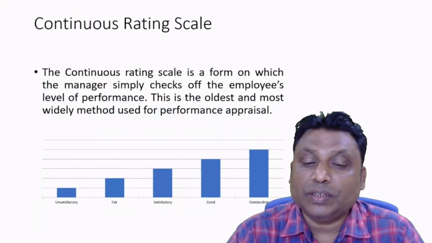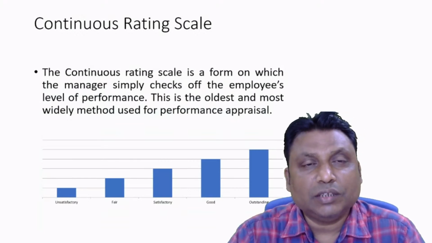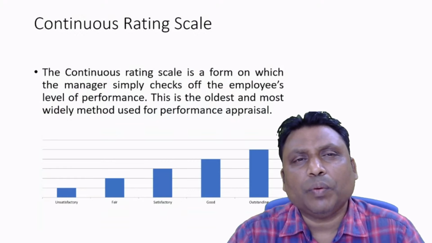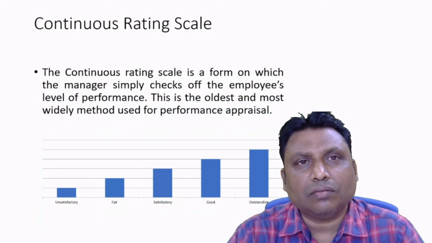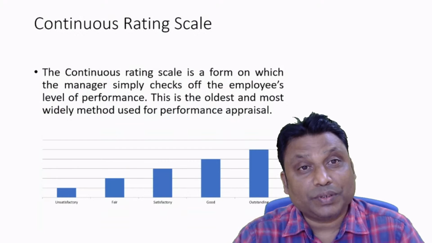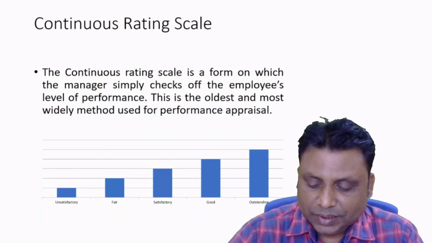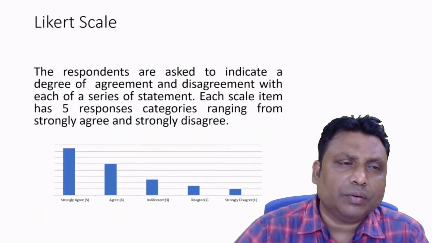On the basis of inputs, they have given the performance. If the input is very high and my performance is low, then you cannot say that it is outstanding. If the input is low and performance is high, you can say that it is outstanding. So like this, you can use the continuous rating scale.